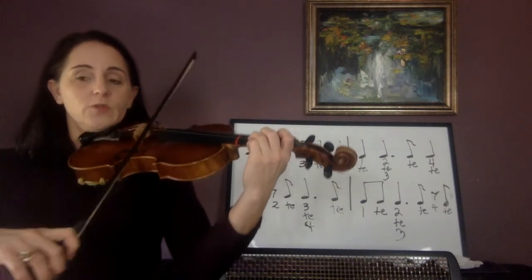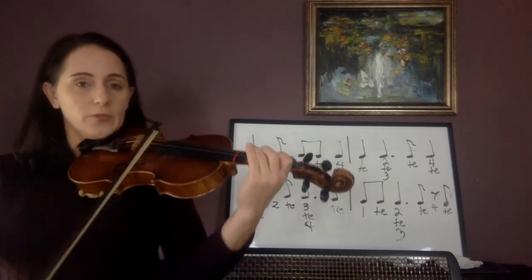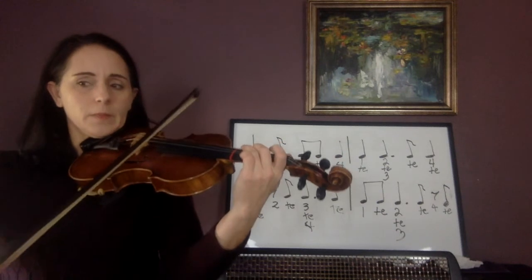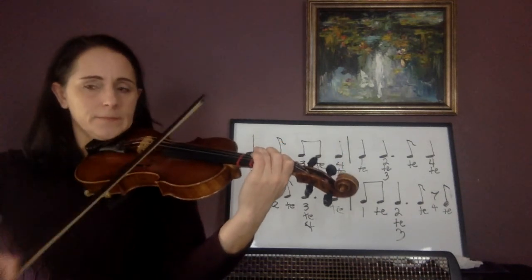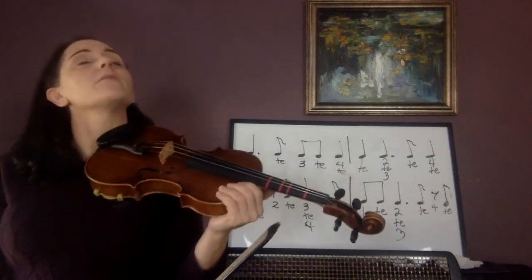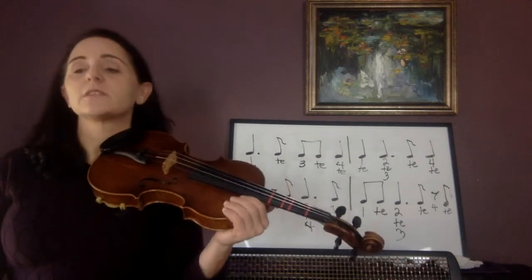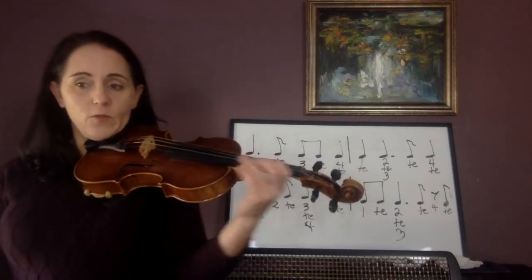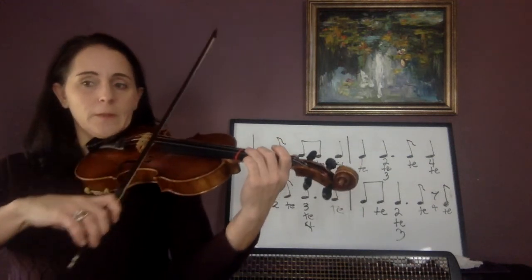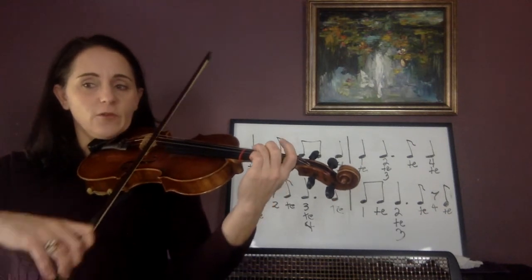1, te, 2, te, 3, te, 4, te. Slow bow. 3, te, 4, te. Okay, play that with me now. Make sure your dotted half notes get 4 clicks, 4 eighth note clicks. Shadow bow, or play now, 40, and 1, te, 40, go. 1, te, 2, te, 3, te, 4, te.